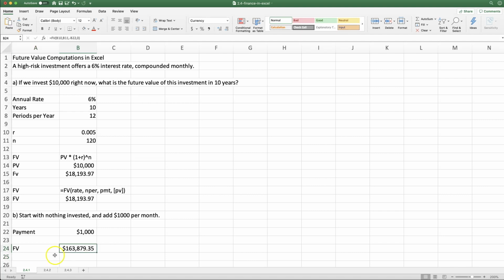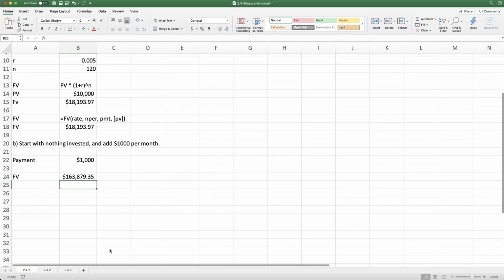Notice that in the future value computation, we entered a 0 for the present value. Also notice that the present value has square brackets around it. That means it's optional. If you leave out that argument, the present value defaults to 0. I usually put the 0 in to be explicit because it's more clear that way, but it's up to you.